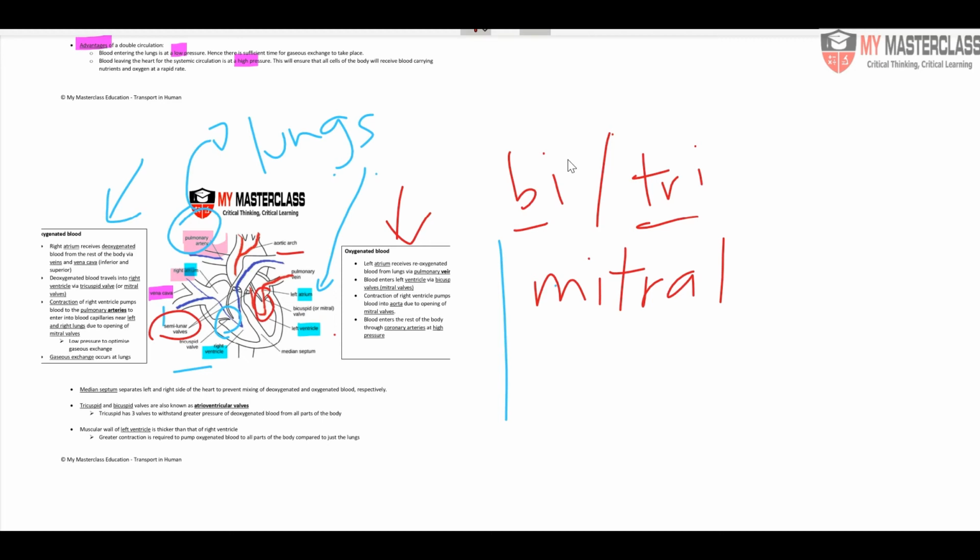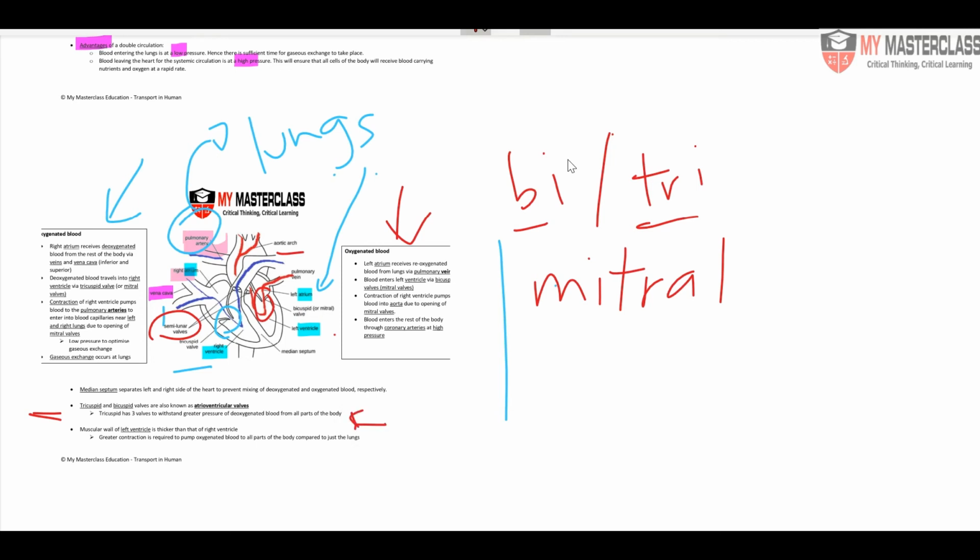Now let's look at the terminologies. The tricuspid and bicuspid valves, the second point here, separate the atrium and the ventricle. Why is it that your tricuspid valve on the right side has 3 cusps, but on the left side only 2? Think about the pressure. On your right side, the deoxygenated blood coming back in is from all parts of the body. On the left side, it is only from the lungs. So the right side has 3 to withstand the pressure.